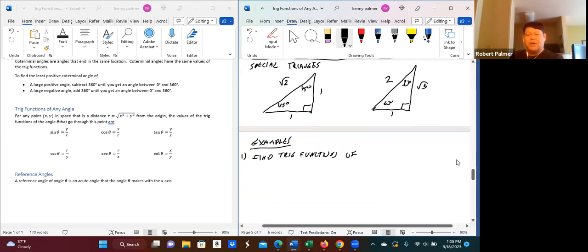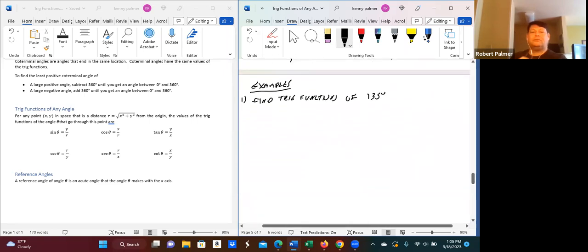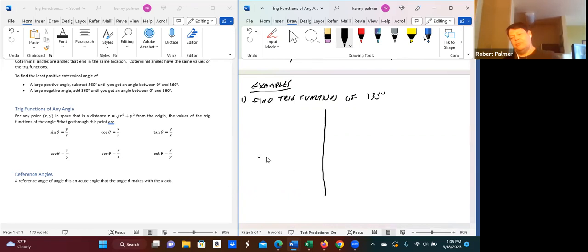Okay. So let's find the trig functions of 135 degrees. So how do we do that? What does that mean? Well, we'll take a look at this. First off, 135 degrees, which quadrant is that in? Well, let's draw a picture. So here's 0 degrees, 90 degrees, 180 degrees, and 270 degrees. And of course, back to 360 here. 135 is actually in quadrant 2. Okay.